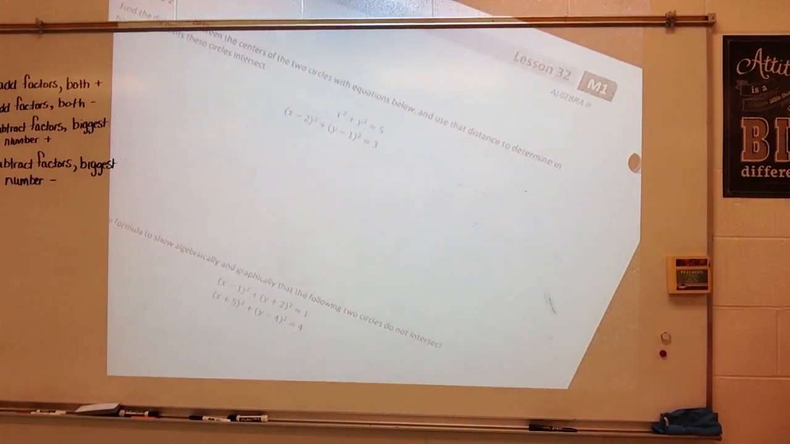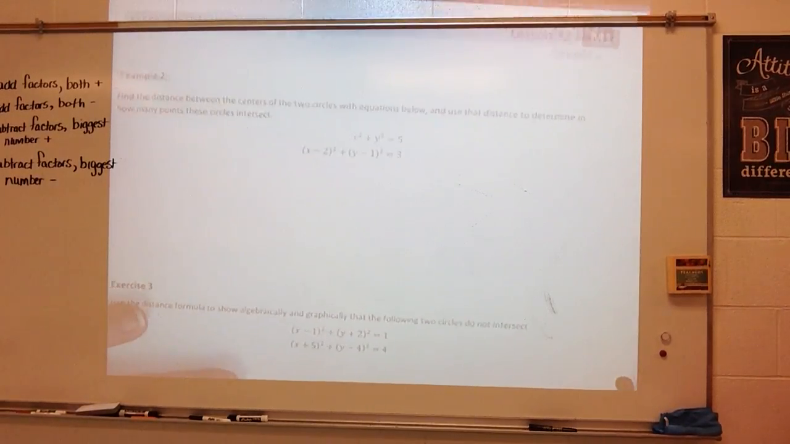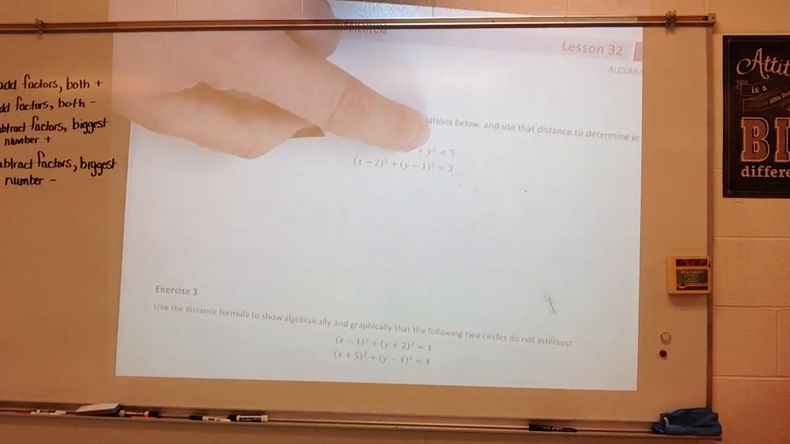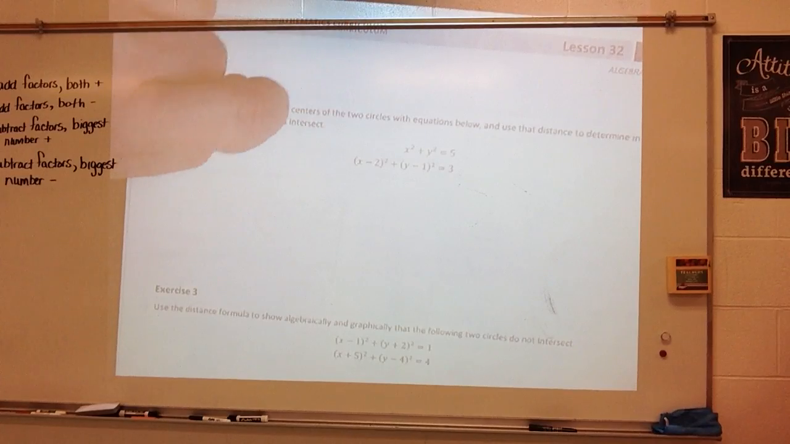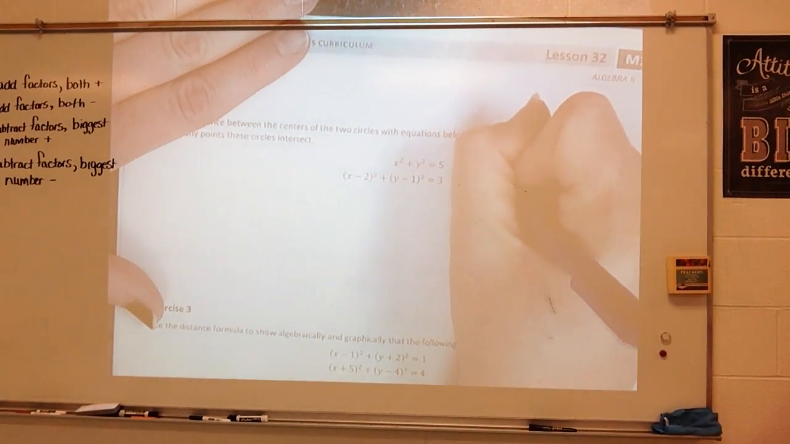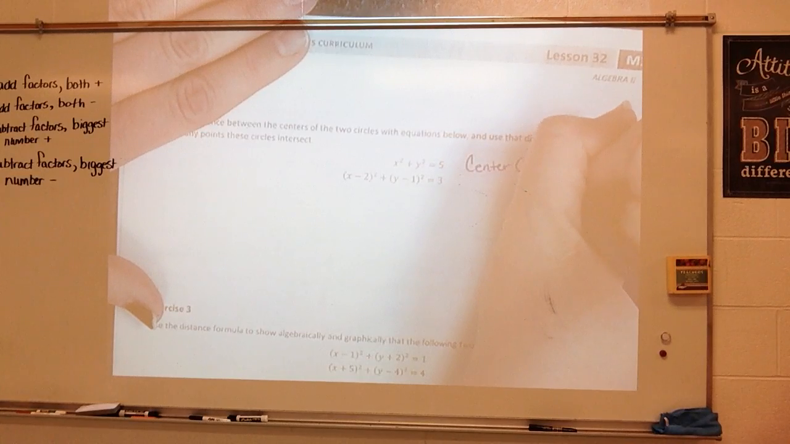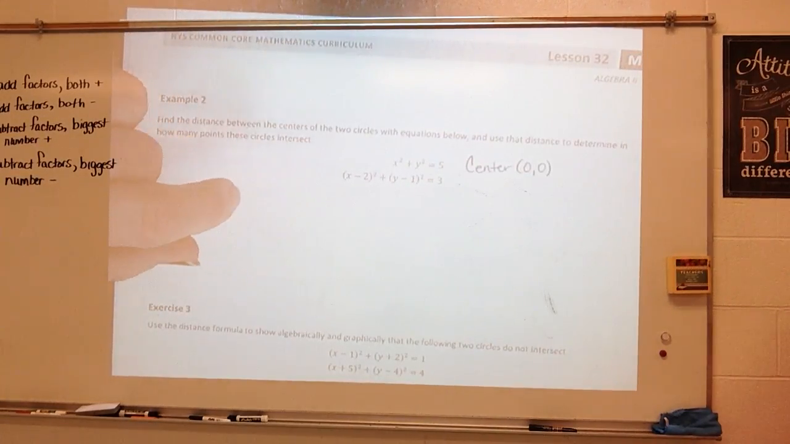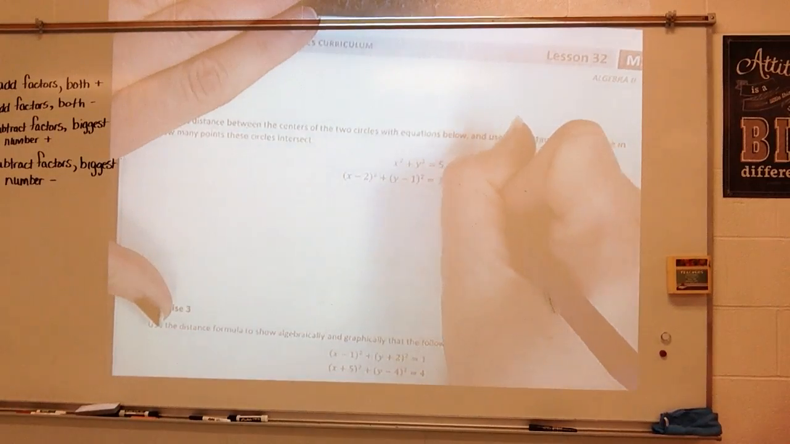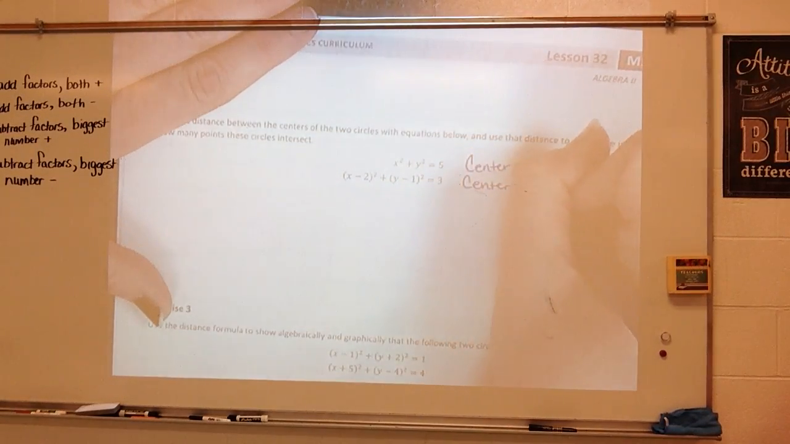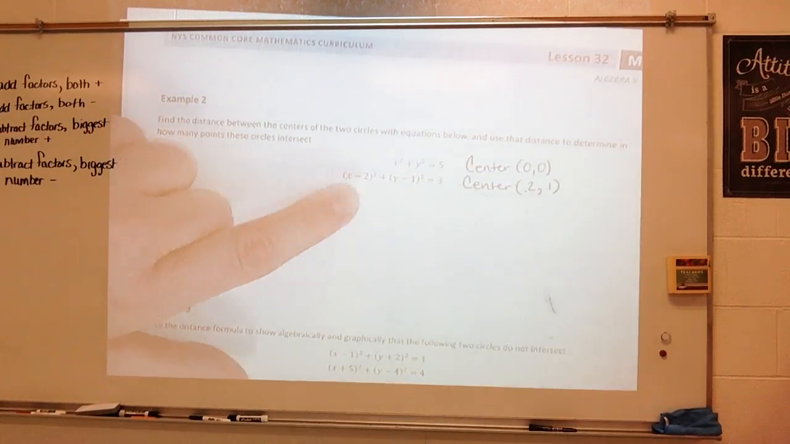Alright, find the distance between the center of the circles with equations below and use the distance to determine how many points these circles intersect. So the first thing I need to know is what is the center of my circle. The center of my first circle, because there is nothing attached to the x or the y, is 0, 0. And the center of my second circle is the opposite, so 2, 1.